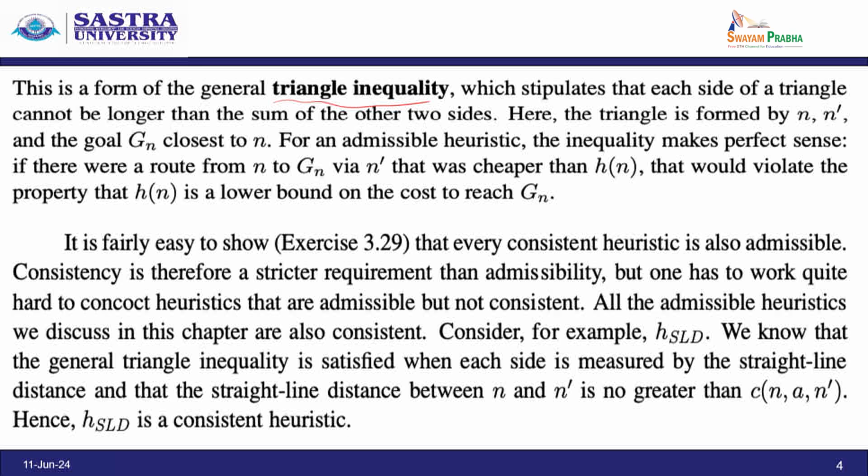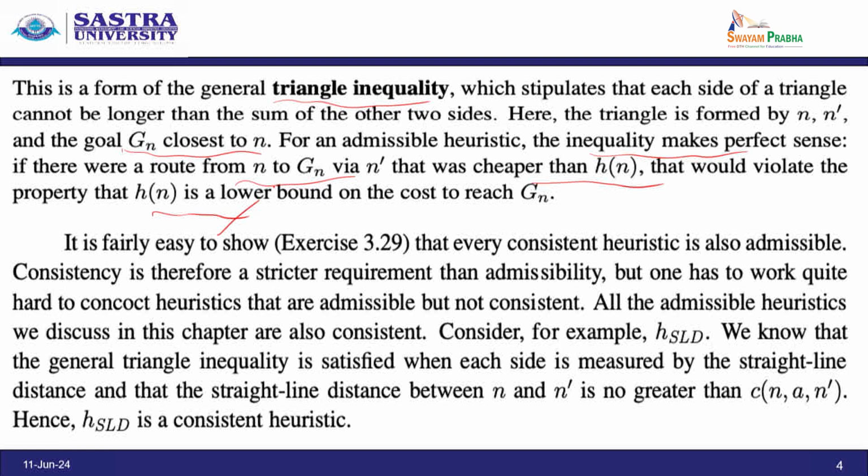So, it is called a triangular inequality. Here the triangle is formed by n and n dash and the goal Gn closest to n. For an admissible heuristic, the inequality makes perfect sense. If there were a route from n to Gn via n dash that was cheaper than h of n, that would violate the property that h of n is a lower bound on the cost to reach Gn.